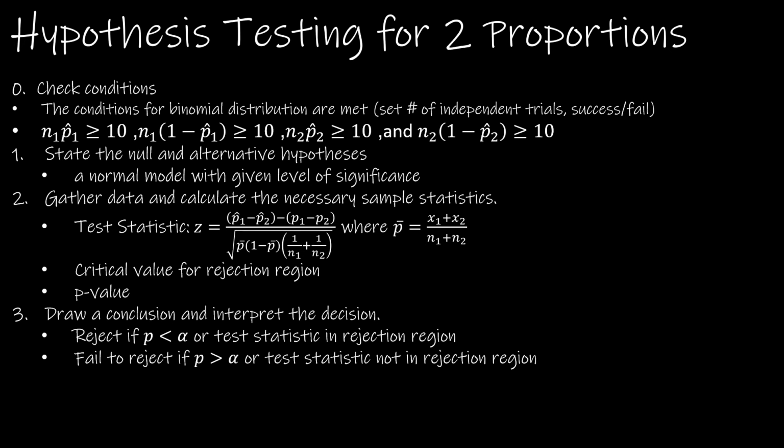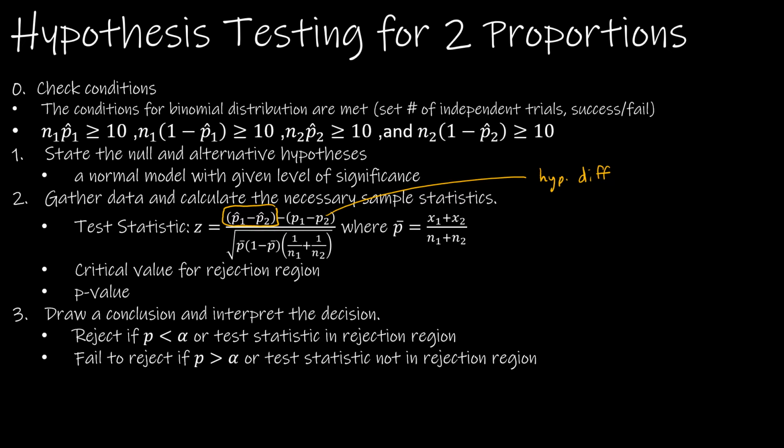And then we're going to, of course, state the null and alternative hypotheses. Remember, with proportions, we're always using the normal model. And then we're going to find our test statistic. Again, normal model means it's a z-score. And just as we did previously with means, the first one will be the actual difference between our sample proportions. And the second will be the hypothesized difference.